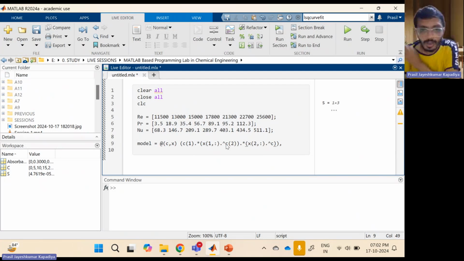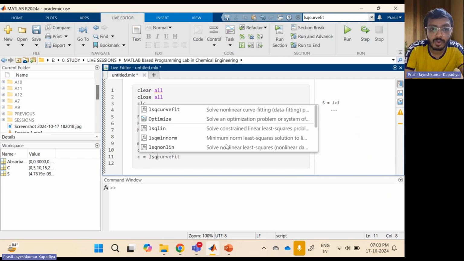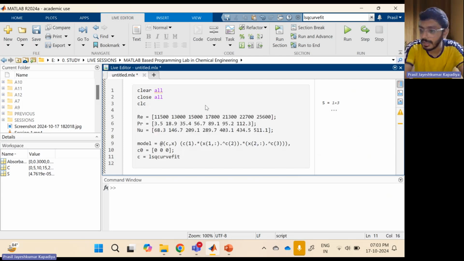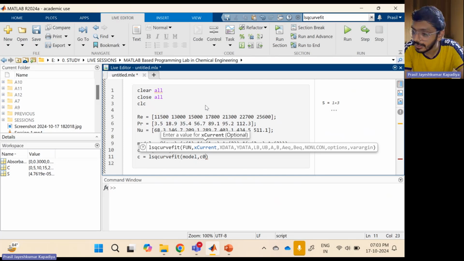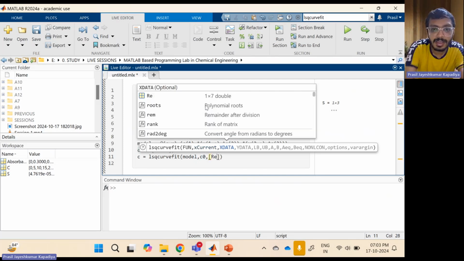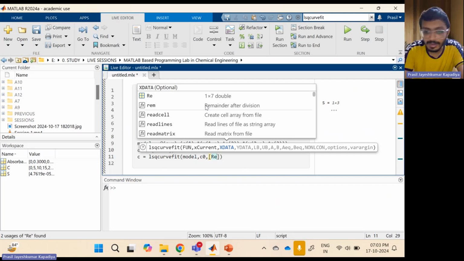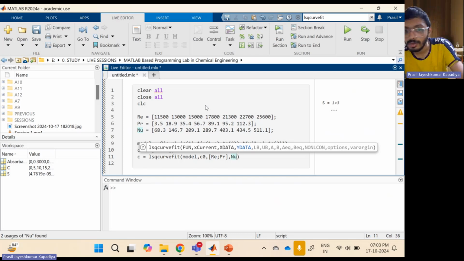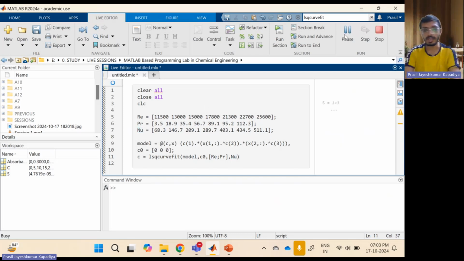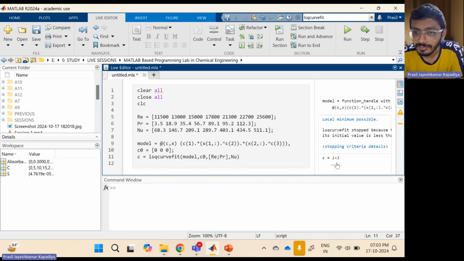Okay, now I need to find coefficient. So my coefficient C is equal to lsqcurvefit. Then the syntax is, first I need to write down my model or function that I want to fit. Then my second thing is C0 value. Then what is my x-axis? First one is x data 1 is my Reynolds number and my x data 2 is Prandtl number, and my y that I want to fit is Nusselt number. Okay, if I solve this, I will have coefficients.